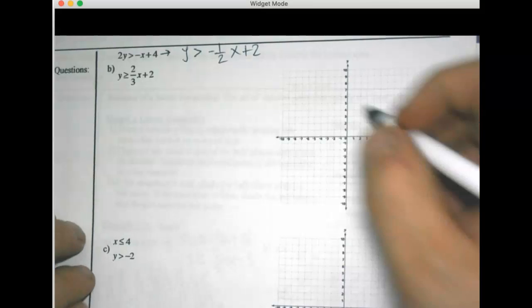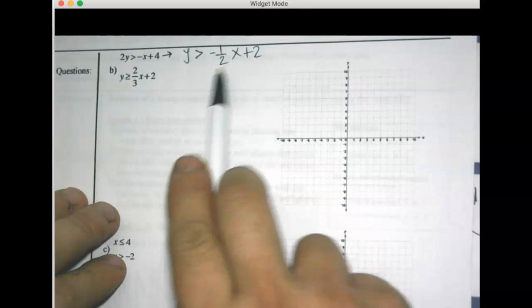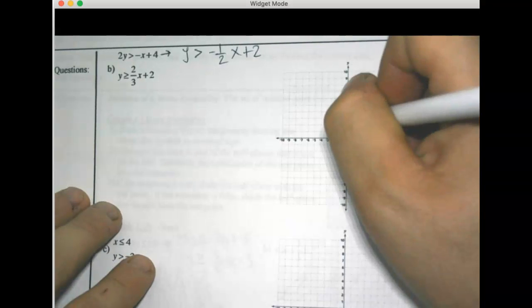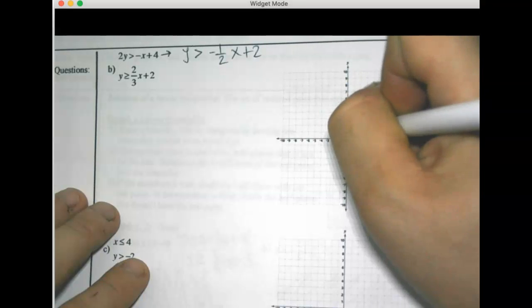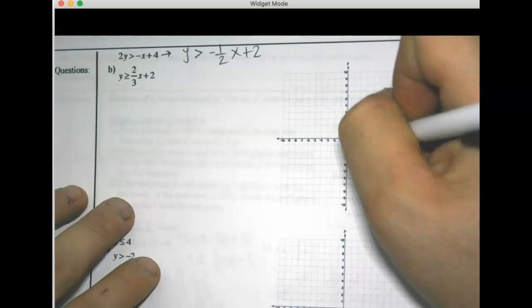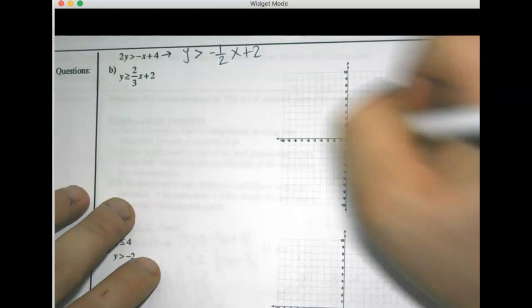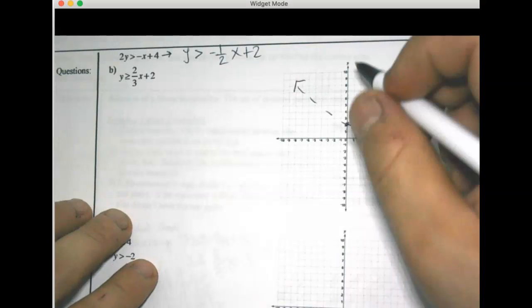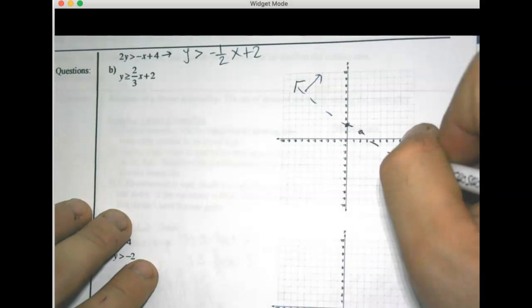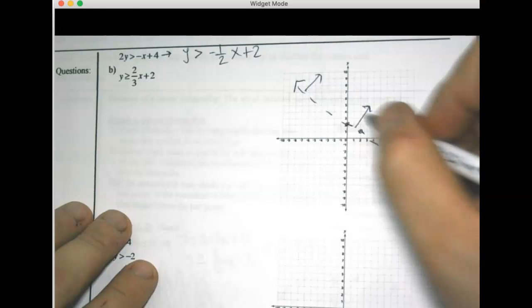So I got y by itself already on this one. You see all I did is divide by 2 to get y by itself. So begin at +2, so up 2, slope is -1/2, that's down 1, right 2. The symbol's greater than, so I need a dashed line. And then greater than means shade above, so I'll be shading above this line. Again, I haven't shaded yet, I'm just reminding myself to shade above with these arrows.